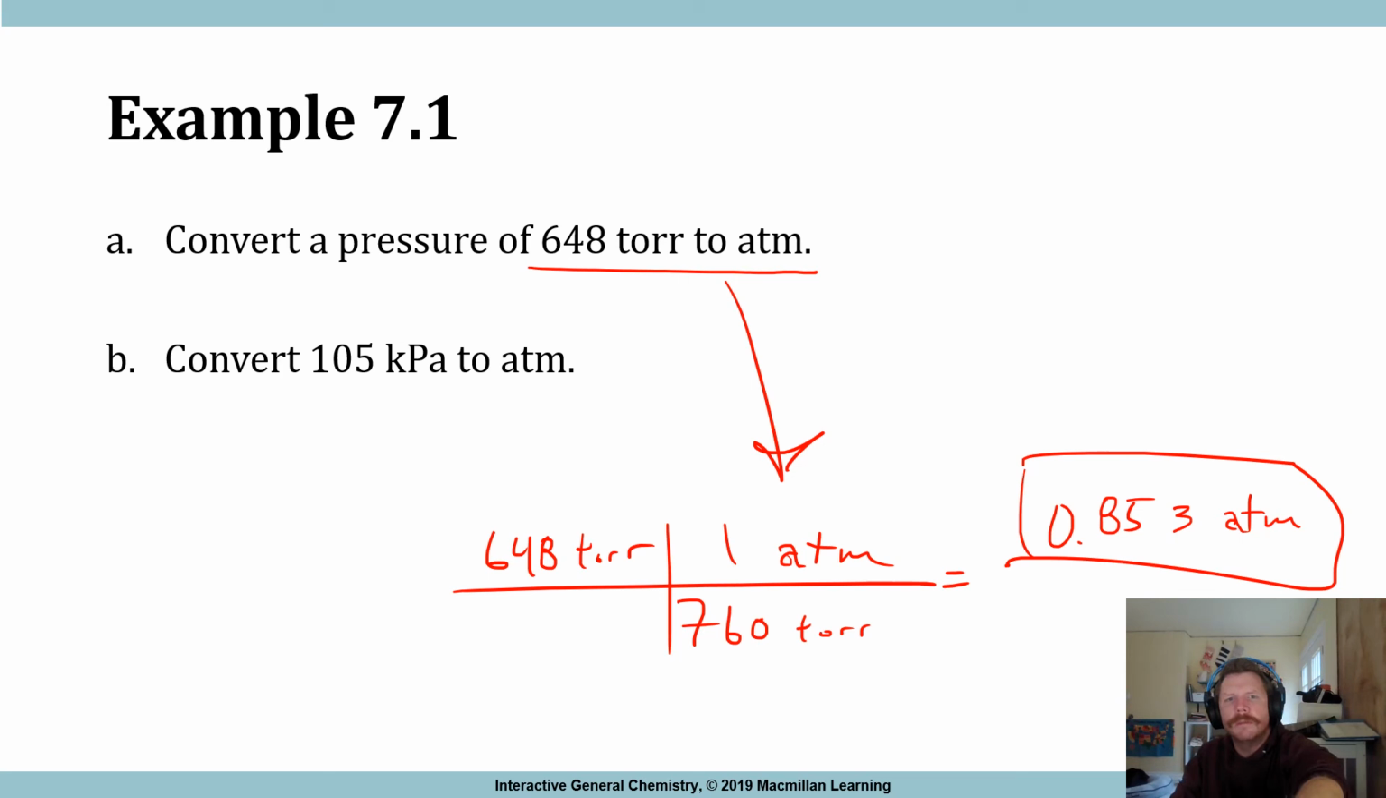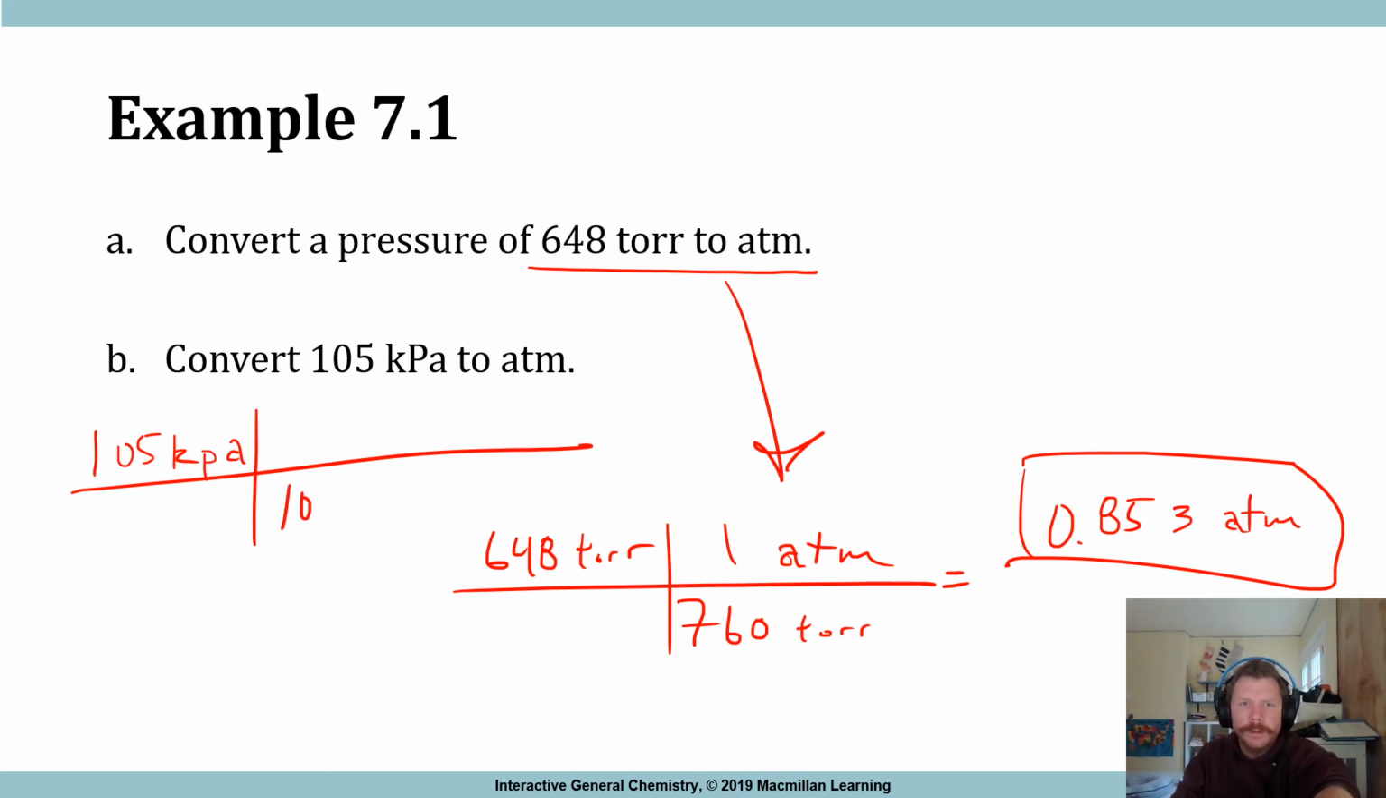Okay. Convert 105 kilopascals to atmospheres. So this one's going to be a little bit different. What we're working with is 105 kPa. Well, 101.325 kPa is 1 atmosphere. So 105 divided by 101.325 equals 1.036. I can call that 1.04 atmospheres.